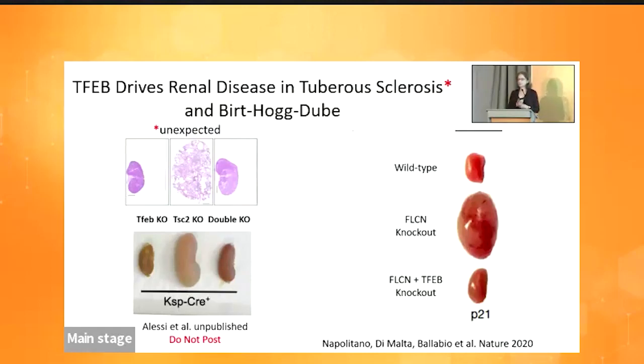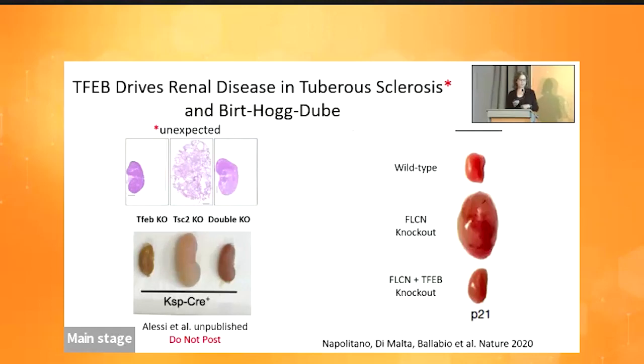So we actually have one of the Kidney Cancer Research Program partnership grants with Andrea Ballabio to address this in both tuberous sclerosis and Birt-Hogg-Dubé. And this is his work published in Nature in 2020, showing that if you knock out the Birt-Hogg-Dubé gene, folliculin, the kidneys are markedly enlarged.